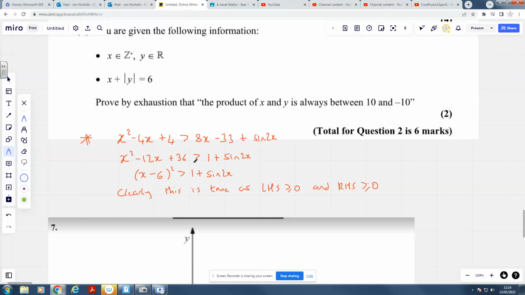Now, I suppose I just need to tackle the possibility that the left-hand side equals the right-hand side, i.e. they're both 0. I'm going to tackle that by pointing out that when the left-hand side equals 0, the right-hand side doesn't equal 0. That's because the left-hand side equals 0 when x equals 6, and then the right-hand side will equal 1 plus sine 12, and sine of 12 doesn't equal 0. And so I've proved it. I can now just write, hence the result is established.